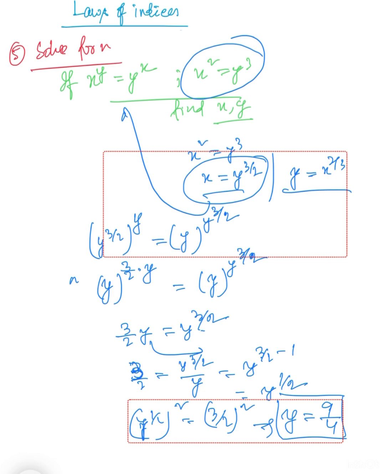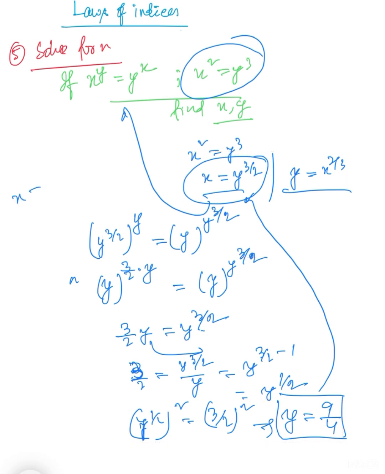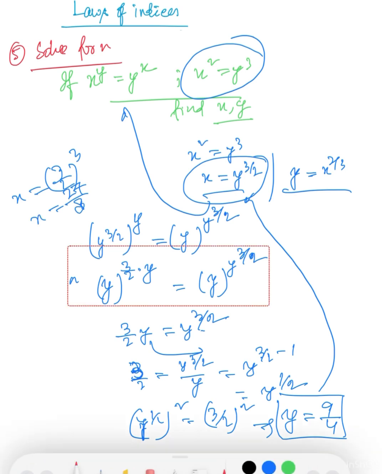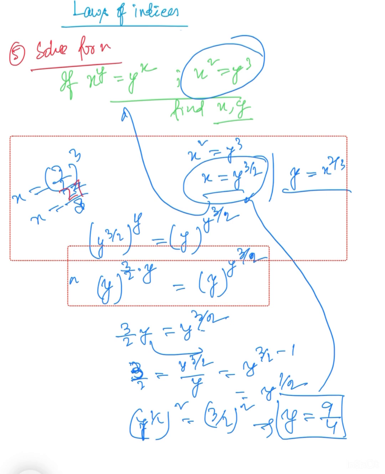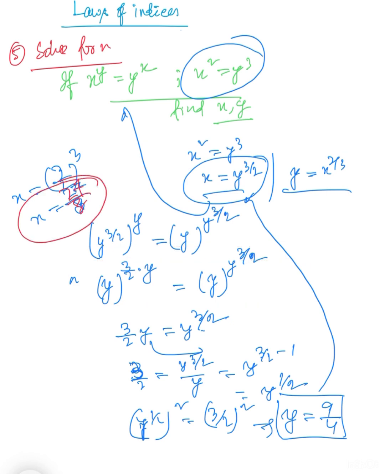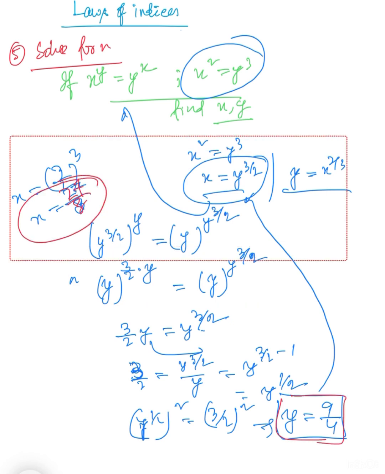Again, this value can be put in the previous equation, the first equation, to get x as x equal to y to the power half whole cube. So it is y to the power half means it is 3 by 2. So it is 3 by 2 whole cube, 27 by 8. So what we get? The values x equal to 27 by 8 and y equal to 9 by 4.